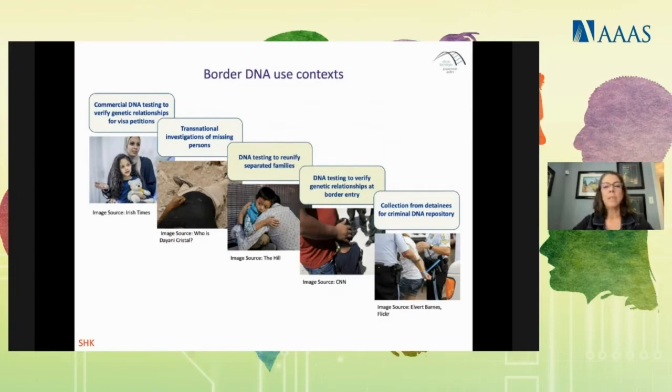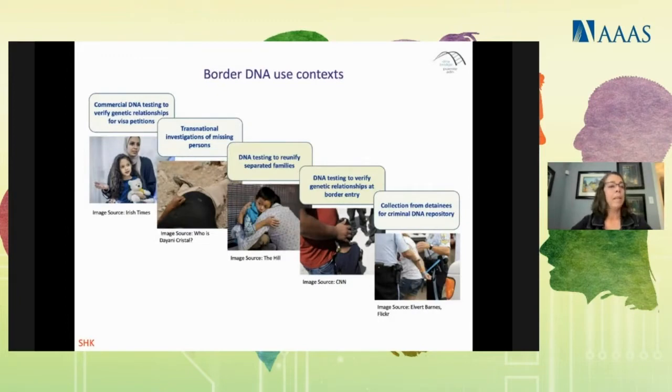Second is the collection of family reference sample DNA data in the efforts to identify missing migrants. This is also a topic that has been of interest with AAAS and the Human Rights Group, but not one that we'll be covering today. Third, in this middle part, is the one we'll be focusing on today. This is the use of DNA tests to reunify families that have been separated by the government during migration. And we'll talk further about this.